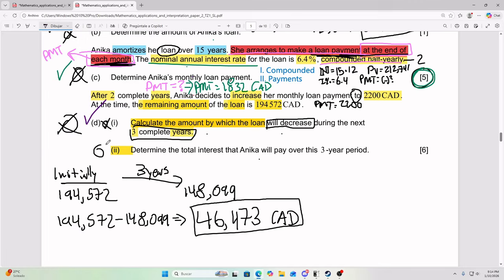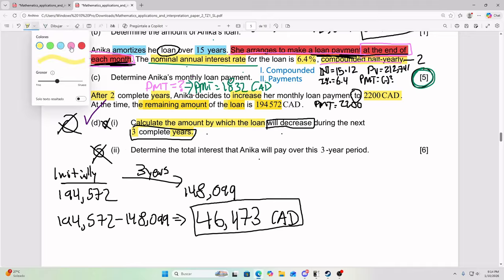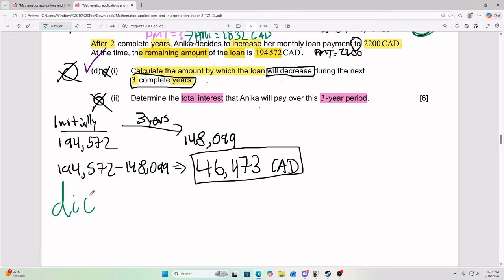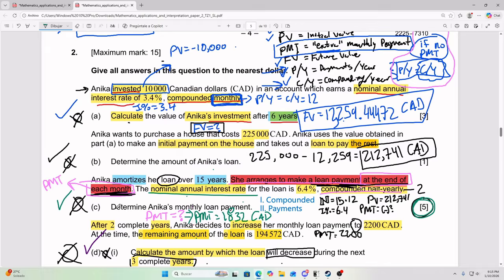And last but not least, part DII is extremely hard in the sense that it's an awfully specific concept. So part DII is asking you to determine the total interest that an equal will pay over this 3-year period. Now, I'm going to say right away, for me, DII is like if you're going for a 7. This is not the sort of part of the exercise that you should normally, quote unquote, know. For me, the stuff that you should normally know is parts A, B, C. Because A is understanding the finance app, B is like some random context thing, and C is understanding PMT.